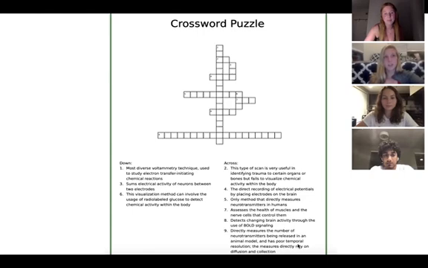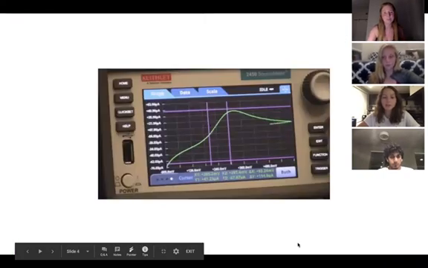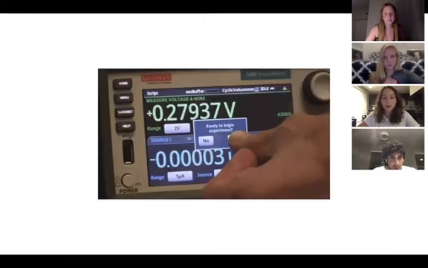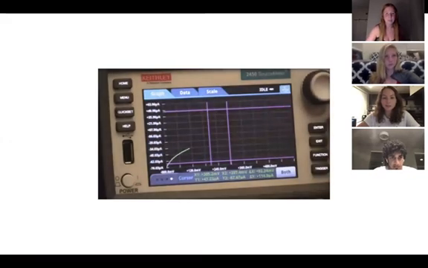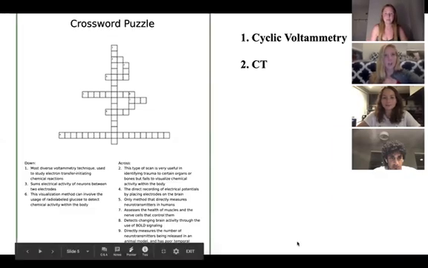Which method is the most diverse, voluntary technique used to study electron transfers initiating chemical reactions? That's cyclic voltammetry. Cyclic voltammetry is a popular electrochemical technique used to investigate the reduction and oxidation processes of molecular species. It is generally used to study the electrochemical properties of an analyte in solution or of a molecule that is adsorbed onto the electrode. Correct. How about number 2?